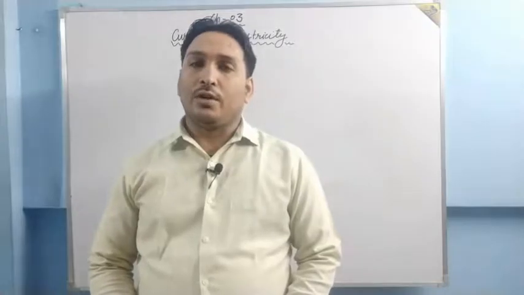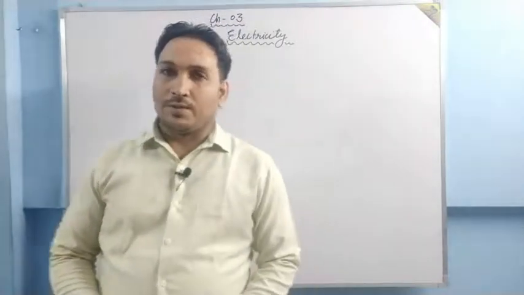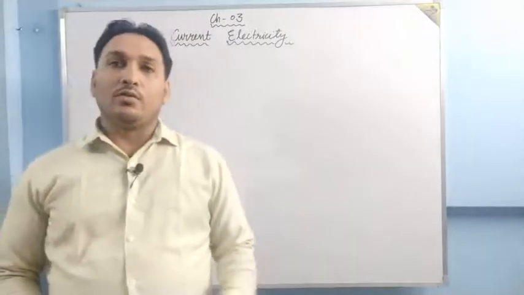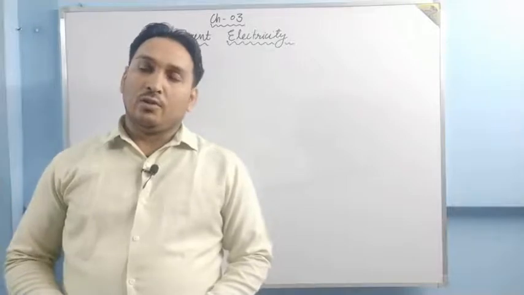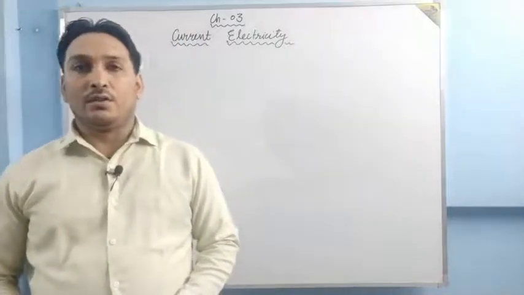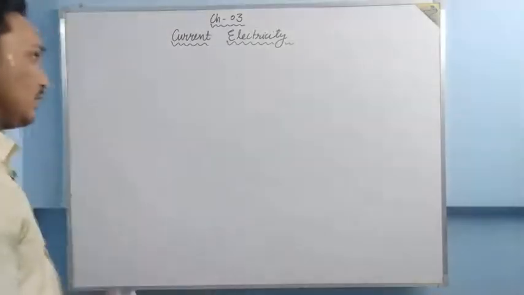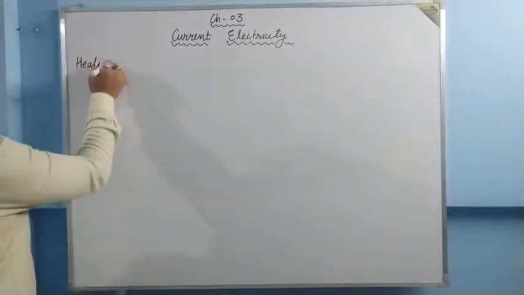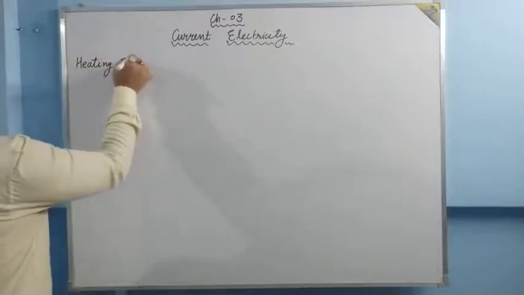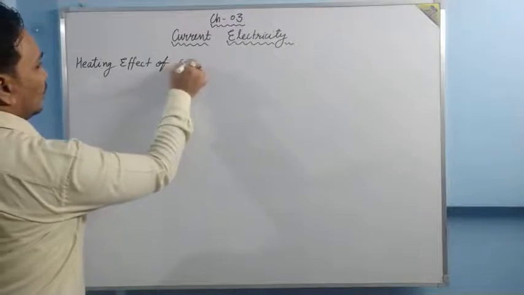As I have told you, today we are going to do chapter 5. Actually one topic was left in confusion. I thought that this topic had been deleted from the CBSE, but it is still there. So let us finish that topic and then we'll start chapter number 5. What is that topic? The topic is heating effect of current.